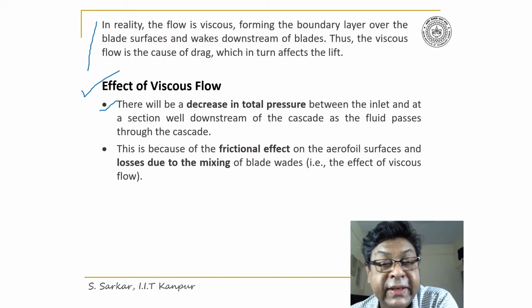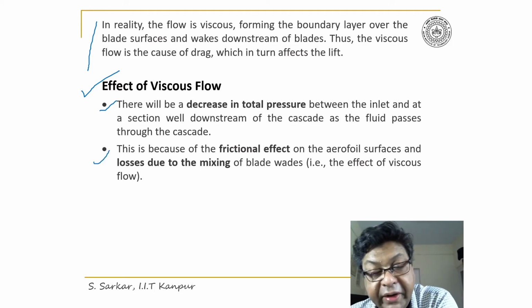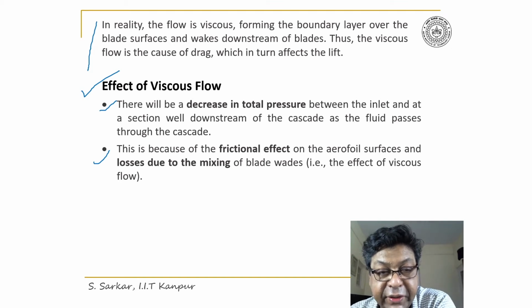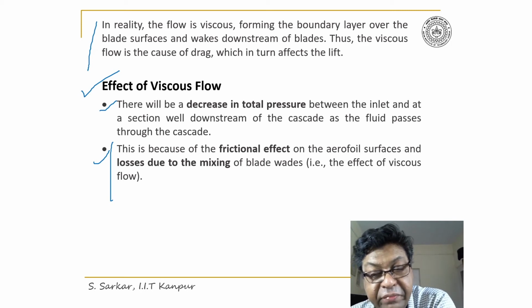Now, why does this pressure loss appear? This is because of frictional effect on the blade forming boundary layer and losses due to mixing of wake behind the blade. Thus, there are two components of pressure loss. One because of skin friction on the blade surface, and the second due to the mixing loss behind the blade.